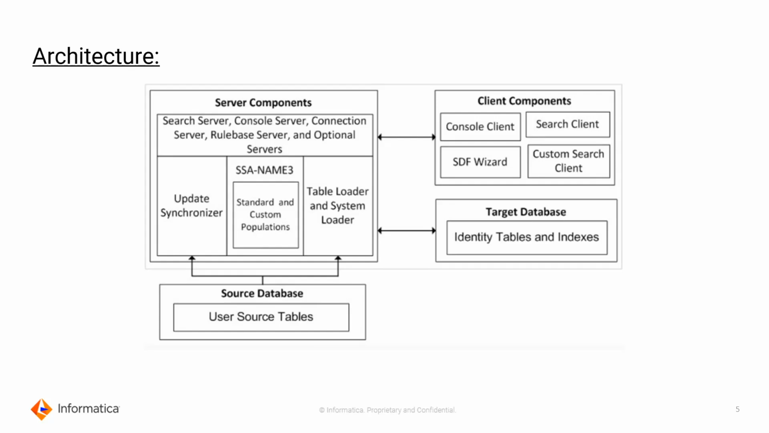Server components consist of search server, console server, connection server, rule-based server and optional server. It also contains the SSA-NAME3 engine. All the rules and algorithms are defined in the population file. We have more than 60 population files with IAR. Client components consist of console client, search client, STF wizard, and custom search client.